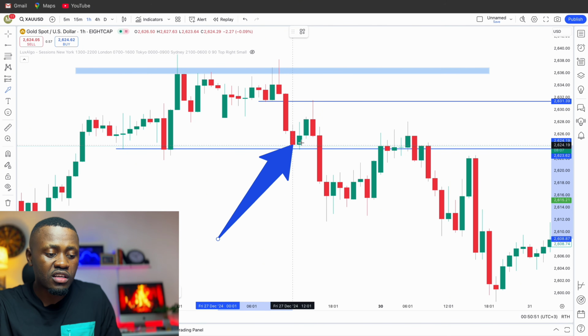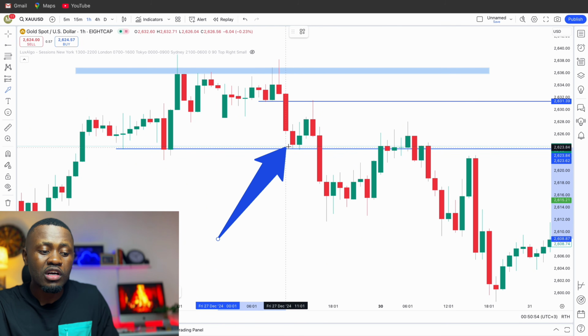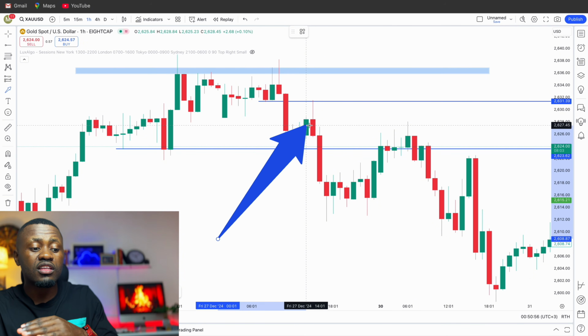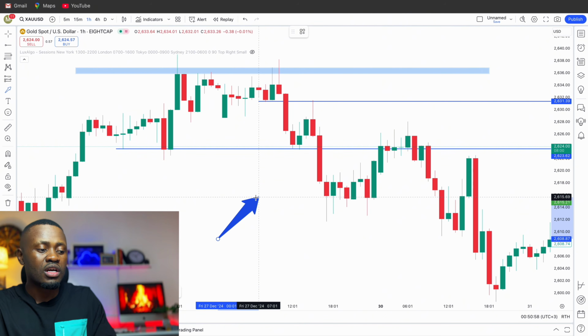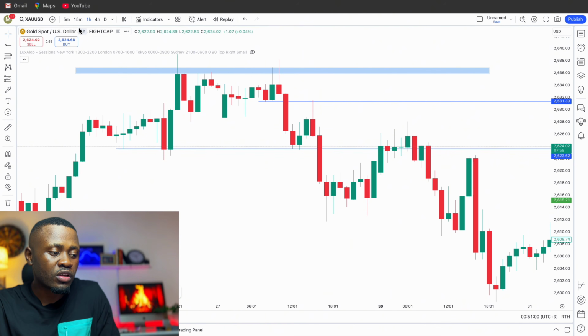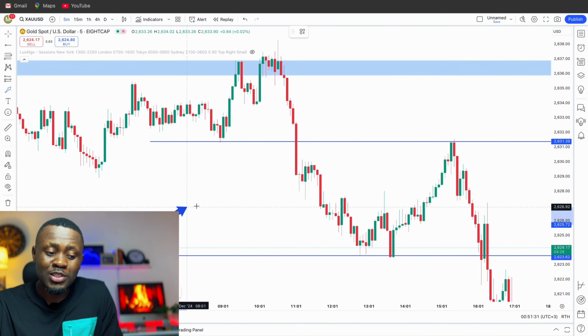Tweezer bottoms is when this candle and this candle right here are equal, as you can see, and they're bottoms, indicating that price is just going to go to the upper side. But you want to confirm, so zoom into the 5-minute time frame. Now, traders, look at this.